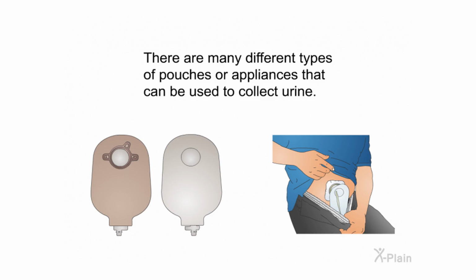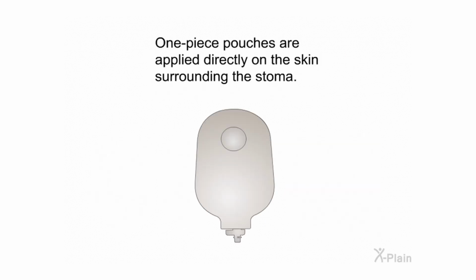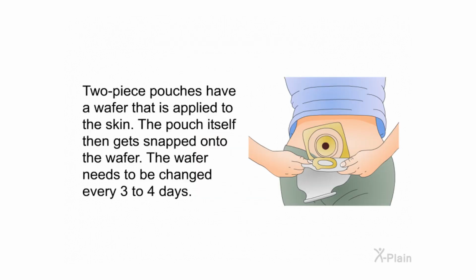There are many different types of pouches or appliances that can be used to collect urine. One-piece pouches are applied directly on the skin surrounding the stoma. Two-piece pouches have a wafer that is applied to the skin. The pouch itself then gets snapped onto the wafer. The wafer needs to be changed every 3 to 4 days.